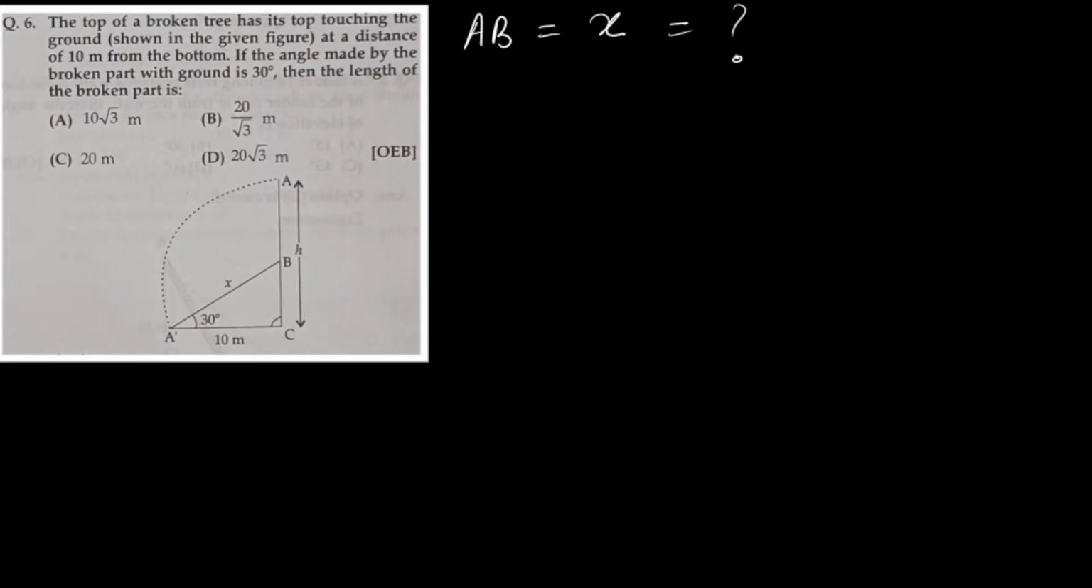So this is the tree. AC is the length of the tree. Now the tree got broken and fell down. Here you can see the broken part is AB and it's making an angle of 30 degrees with the ground. So AB only we have to find. Which trigonometric ratio can we use?